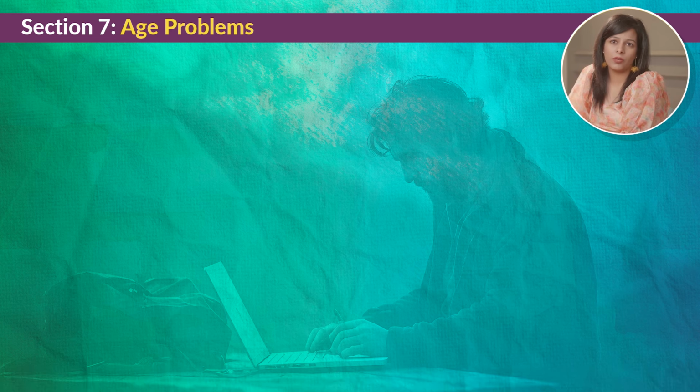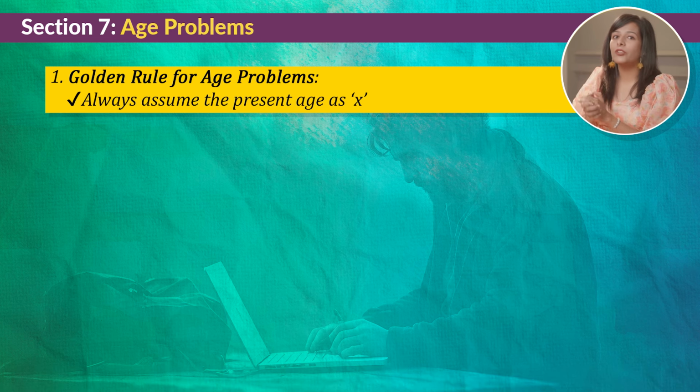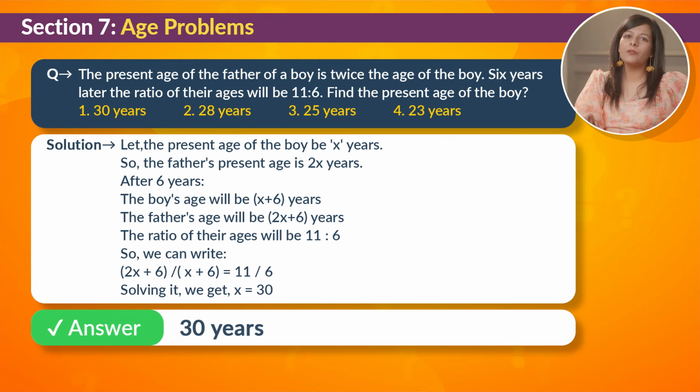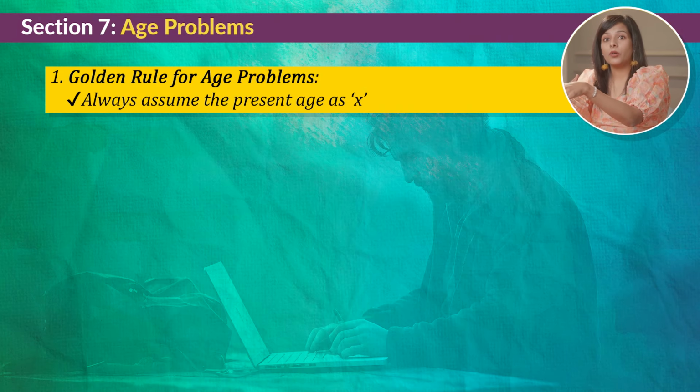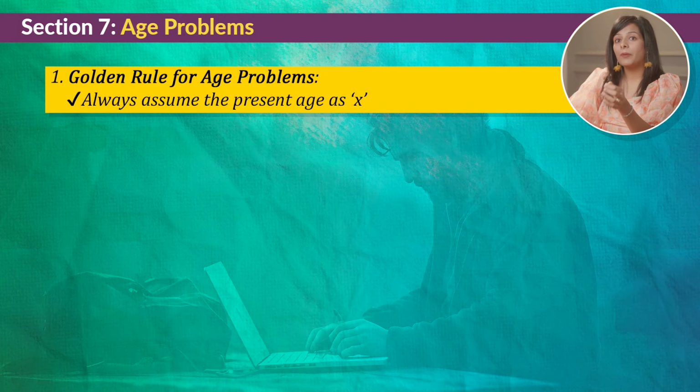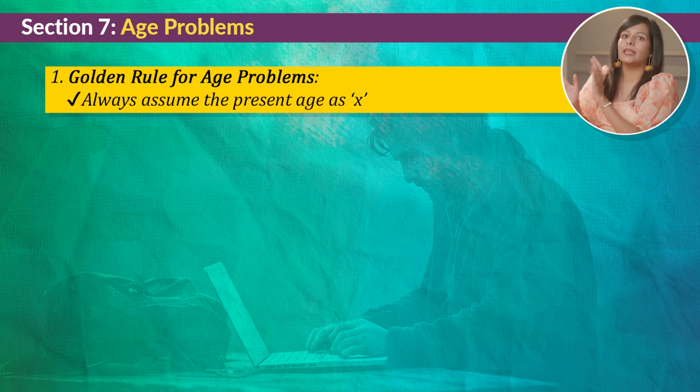Now we come to age problems. Friends, the golden rule for age-related questions is simple. Always assume the present age as X and then build your equation based on the information given. Let's look at this previous year question. It cleverly uses the concept of ratios within an age problem. This is exactly the kind of question pattern UGC NET loves, where it tests multiple concepts together to see how well you can apply them. Remember, always convert the word problems into algebra for easy solving.